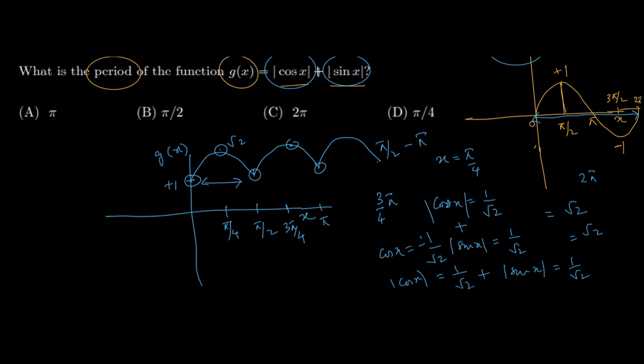So therefore 0 to pi by 2 or pi by 2 to pi or pi to 3 pi by 2 are the intervals which cover all possible values of this particular function g(x). Therefore the period of this function is pi by 2.